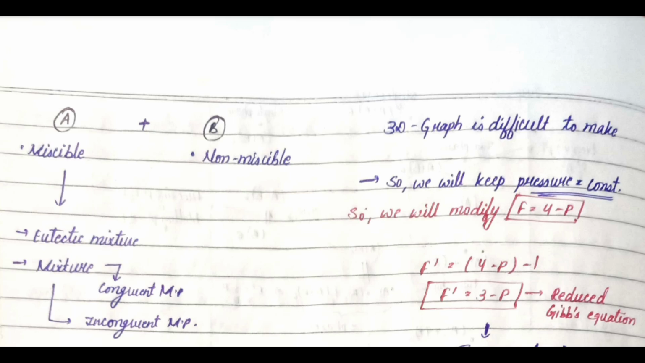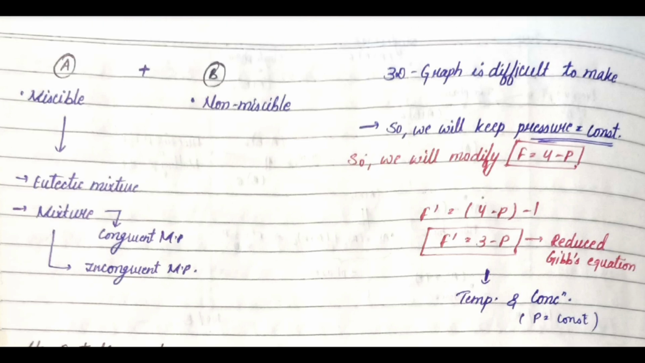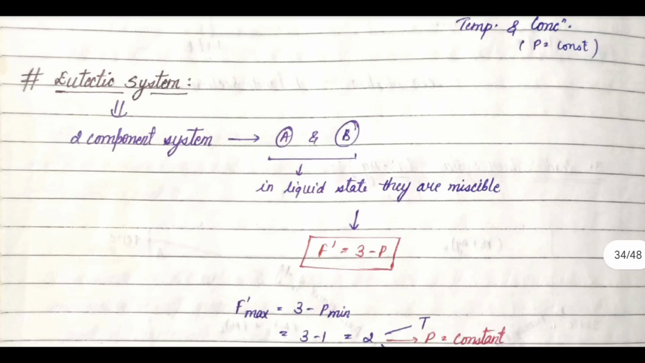A 3D graph is difficult to make, so we will keep pressure constant and modify the equation: F is equal to 4 minus P. So F dash is equal to 4 minus P minus 1, that is F dash is equal to 3 minus P, which is the reduced Gibbs equation. If system A is miscible and system B is non-miscible, for miscible we get eutectic mixture, mixture with congruent melting point or incongruent melting point.